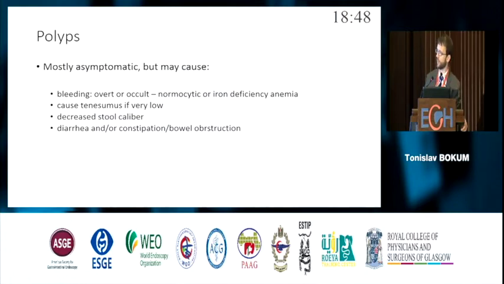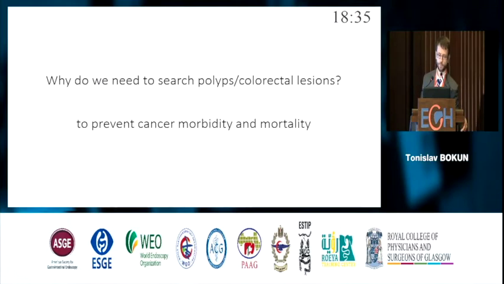So they are mostly asymptomatic. That's a problem, but on the other hand, they may cause bleeding, tenesmus, decreased stool caliber, and they can cause diarrhea or constipation or bowel obstruction. But why do we need to search for polyps and colorectal lesions? The final aim is to prevent cancer mortality and morbidity.